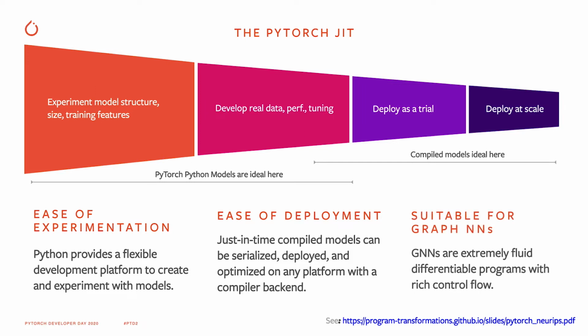And the JIT on paper is actually very suitable for graph neural networks, because the JIT is able to capture very rich control flow, which is kind of the bread and butter of graph neural networks. And if we can get the JIT to synthesize a graph neural network, then we have this ease of deployment where we can go from experimenting on the model all the way to deploying it at scale without needing to switch frameworks or change any of the models in substantial ways.